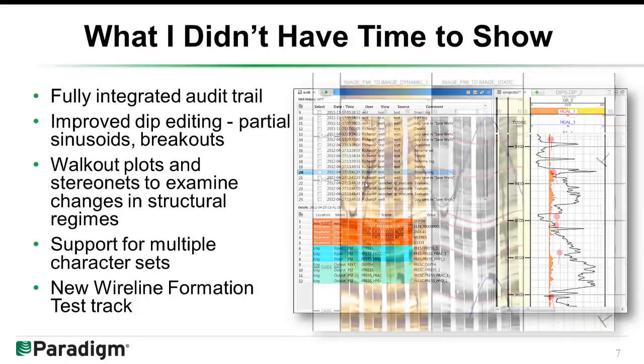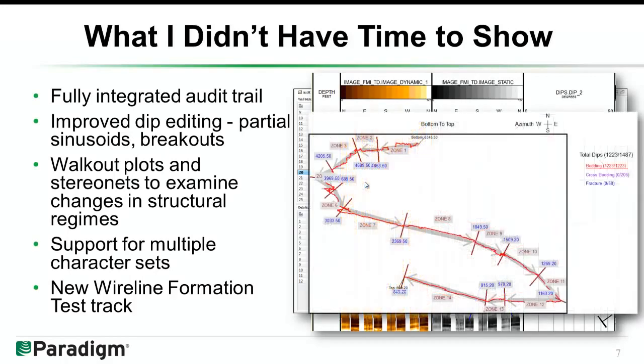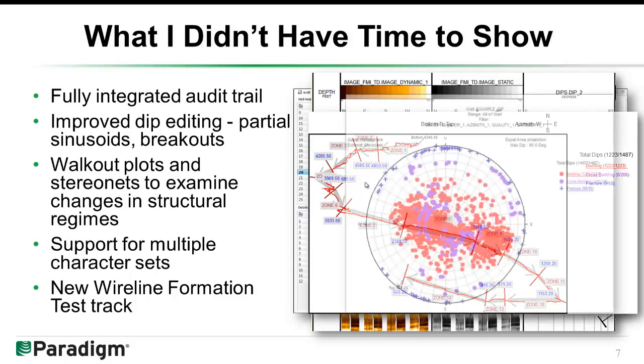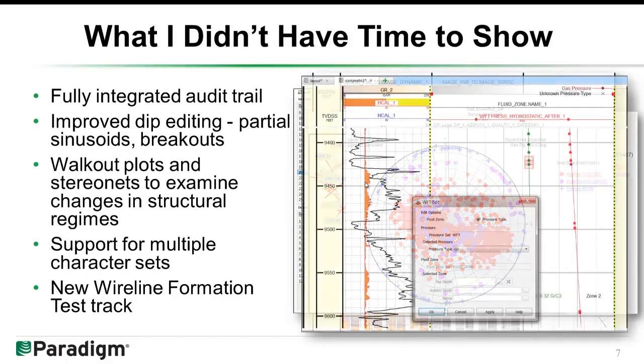The borehole interpretation package has had a lot of additional functionality included. The ability to handle partial sinusoids, vertical features, and borehole breakouts is included, and the ability to pick directly on top of an image now, rather than in a separate dip track which you then had to overlay. So we've really focused on the usability of the interpretation package, and as I said, really focused on the functionality as well. A range of additional plots comes with it, a walkout plot to accompany the stereonets, which have also had a very nice overview and an improvement in the functionality.